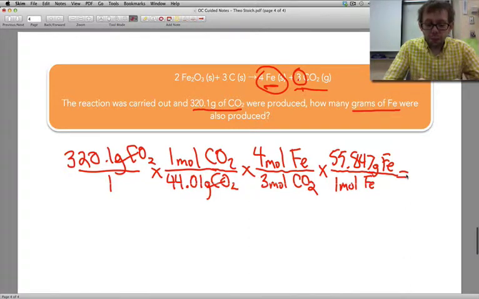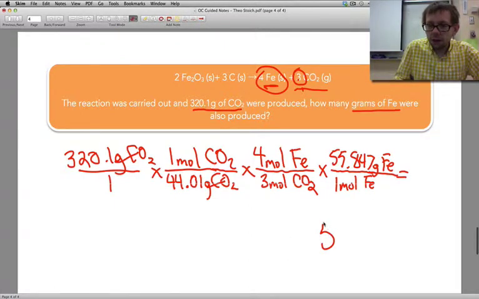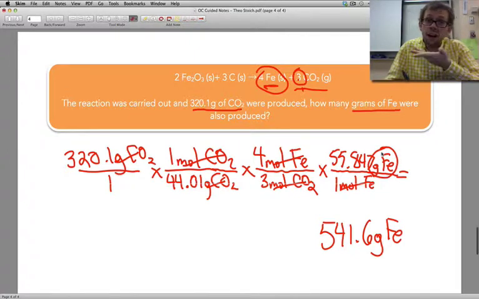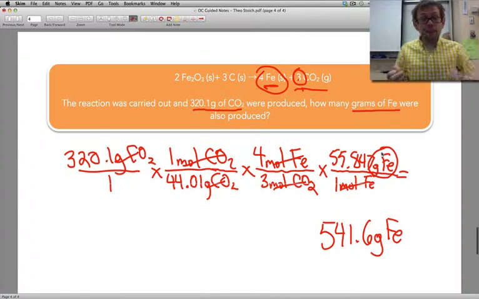So when we do all this math in the calculator, so 320.1 divided by 44.01 times by 4, it's on the top, divide by 3 times 55.847, ending up with 541.6 grams. So let me write that down there. 541.6 grams of iron. Okay? Moles canceled, moles of carbon dioxide cancel, and the grams already canceled. The only unit we had left at that point was grams of iron. Okay? I hope you got that, all right?